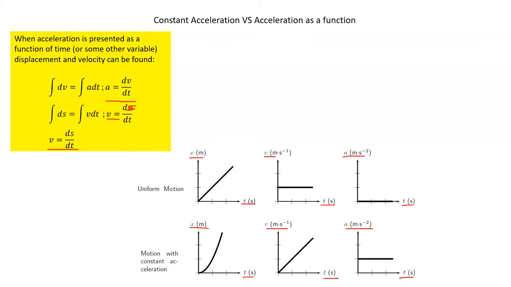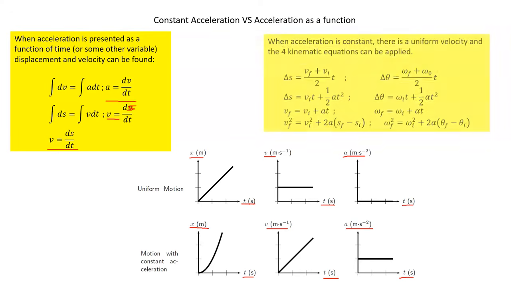Now, when you've got constant acceleration, it's not necessarily a function, it's the four kinematic equations that come into play. So when acceleration is constant, there's a uniform velocity, and the four kinematic equations can be applied. That would be in this example here, these three graphs. I'll have a video where I go through how these equations are derived in my kinematics playlist, and I'll put a link up for that so you can see it at the end of the video.